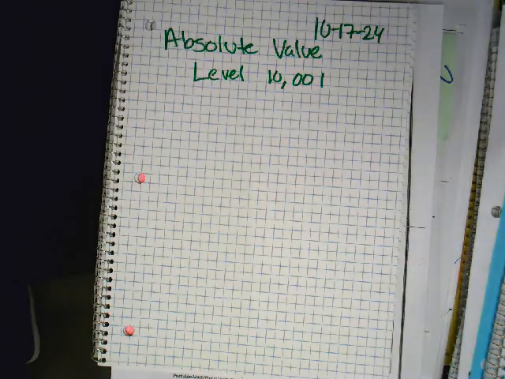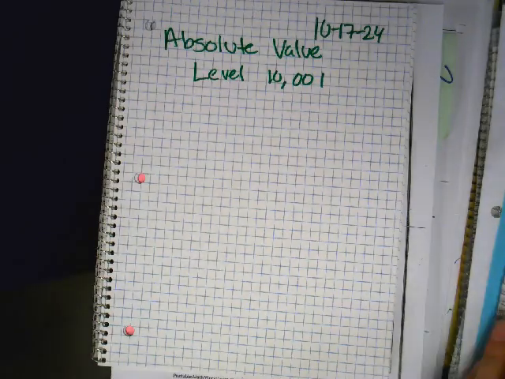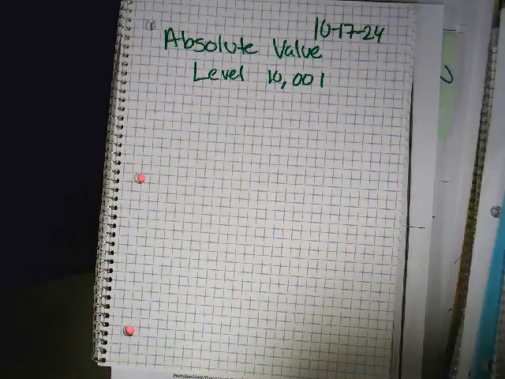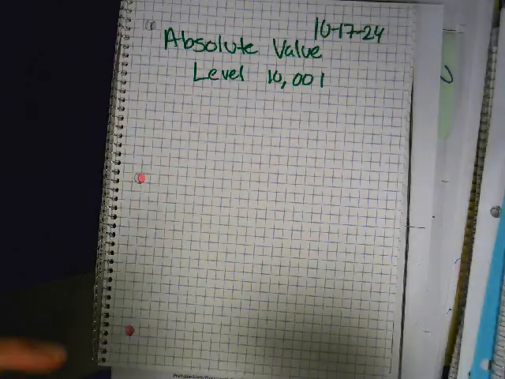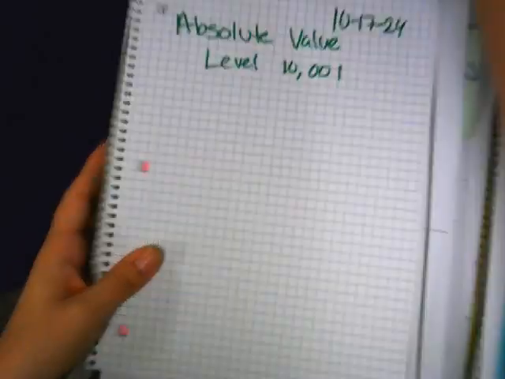Okay, absolute value level 10,001. Whoa, that's a lot more level. Light work, no reaction. All right, 10,001. This is going to be hard. Everybody's taking down these notes so we know what we're doing when we get the classwork.